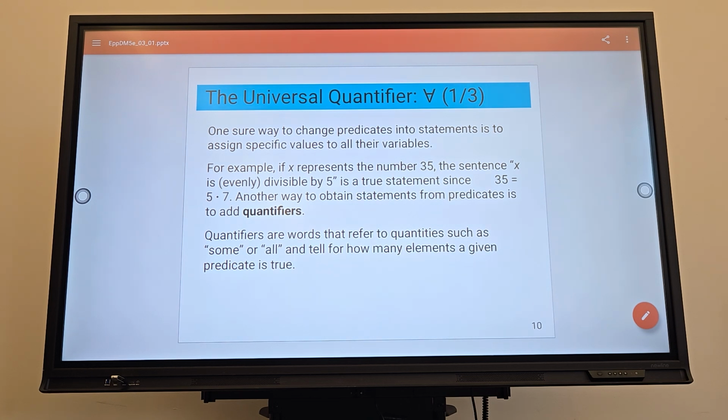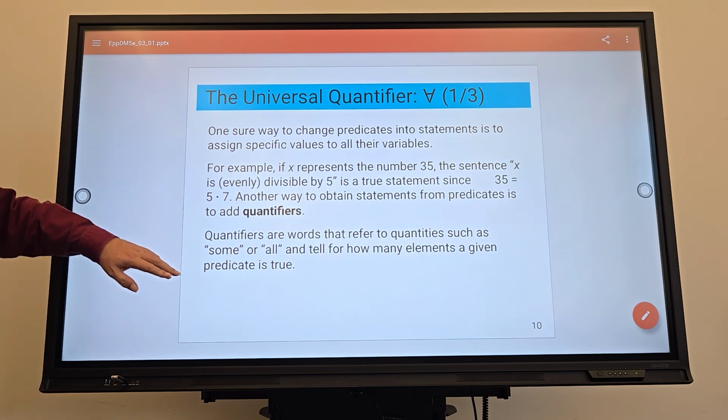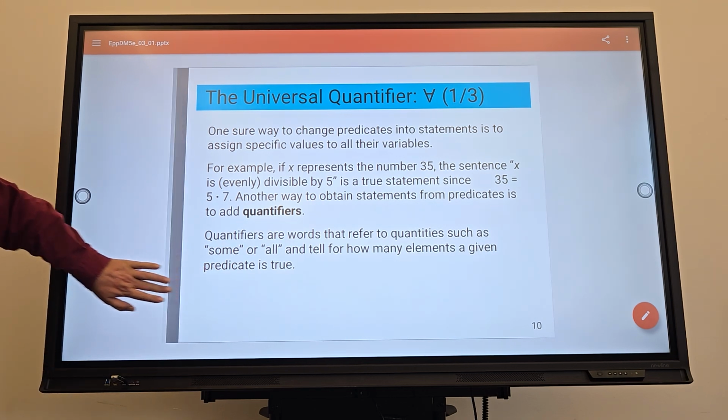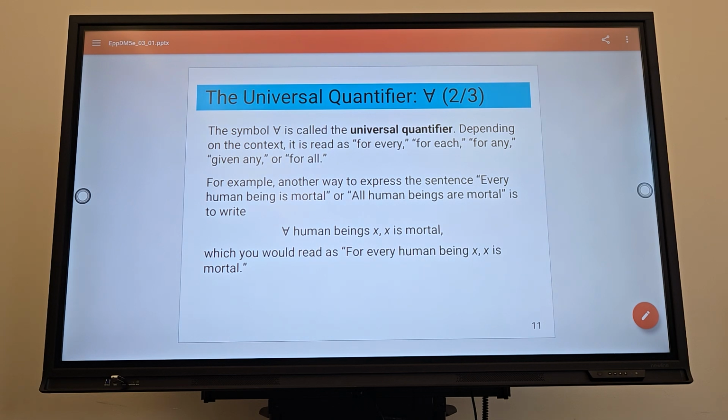Another way to obtain statements from predicates is to add quantifiers. Quantifiers are words that refer to quantities such as some or all and tell how many elements a given predicate is true for. The symbol, the upside down A, is called the universal quantifier. Depending on the context, it can be read as for every or for each, for any, given any, or for all.